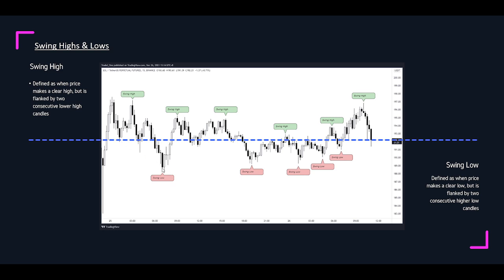So while we're here, a swing low is defined as when price makes a clear low, but is flanked by 2 consecutive higher low candles. So there is a candle there, higher on the left, higher on the right. So price doesn't trade beneath this one, which is a swing low. And then you see price run back up to a swing high again. This is a swing low in here, up to swing high, and so on and so forth.